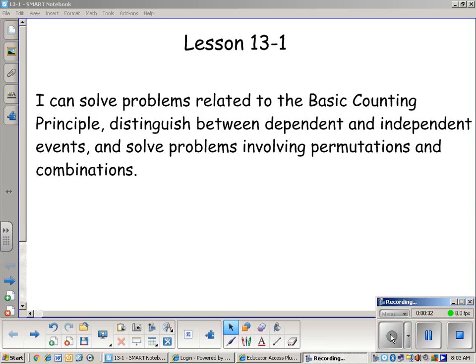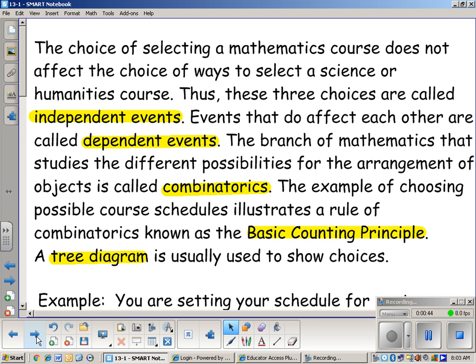Okay. So today we're going to talk about solving problems related to the basic counting principle, distinguish between independent and dependent events, and then solve problems involving permutations and combinations. And so the choice of selecting a mathematics course does not affect the choice.